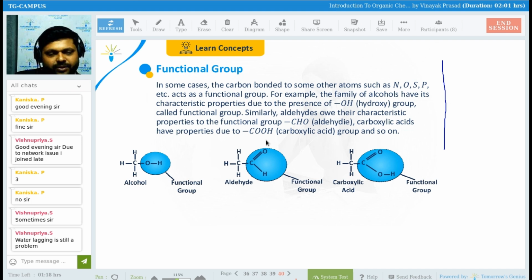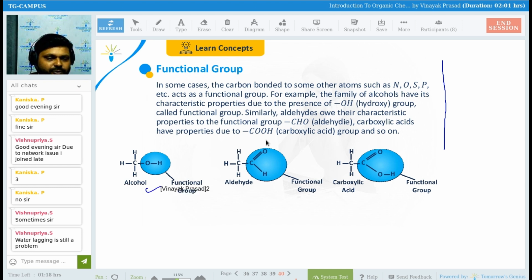But now again we are going to learn these functional groups, and I will be bringing a variety of functional groups so that you understand how we can do the nomenclature from each functional group. Is it okay? Any doubt here? No? See here.